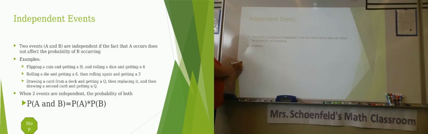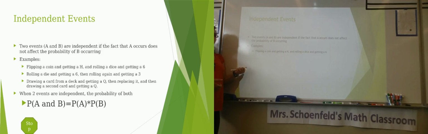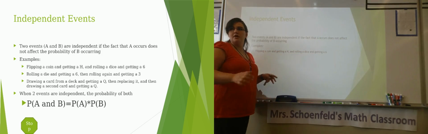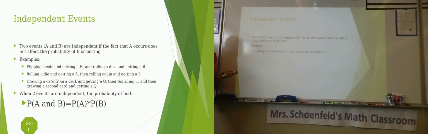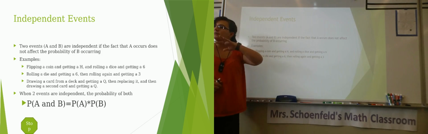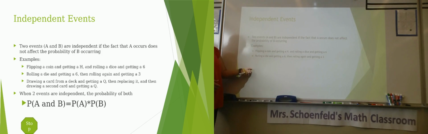Some examples of those types of things would be flipping a coin and getting a heads and rolling a dice and getting a 6. It doesn't matter if you got a heads or a tails based on whether or not you got the 6. Okay, so that's just one type of example. If I rolled a 6 and then rolled again, what's the probability of getting a 3? It didn't change based on the fact that I just got a 6.